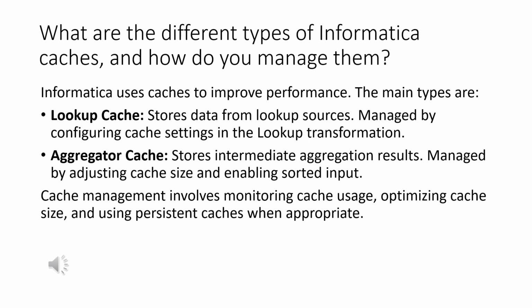Aggregator cache stores intermediate aggregation results, managed by adjusting cache size and enabling sorted input. So cache management involves monitoring cache usage, optimizing cache size, and using persistent cache when appropriate.